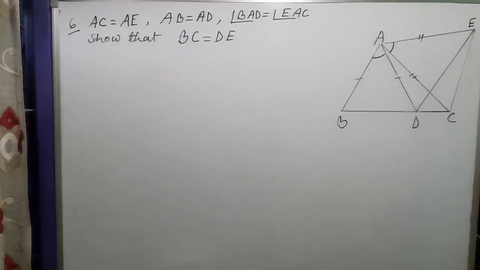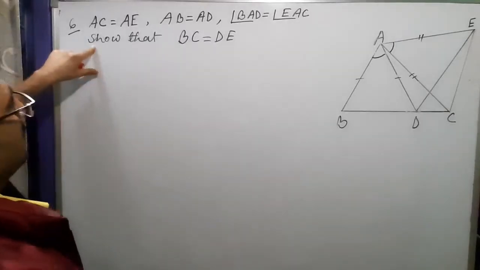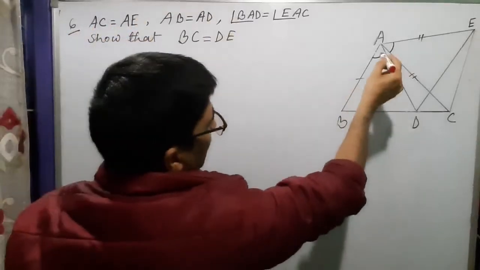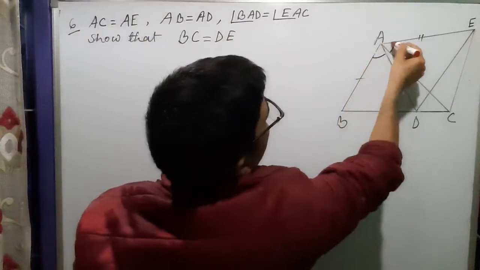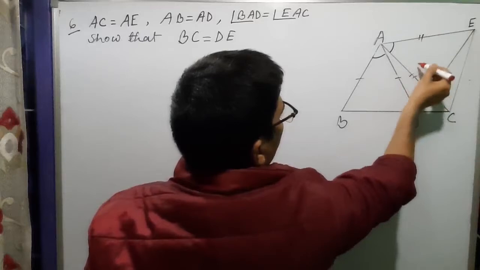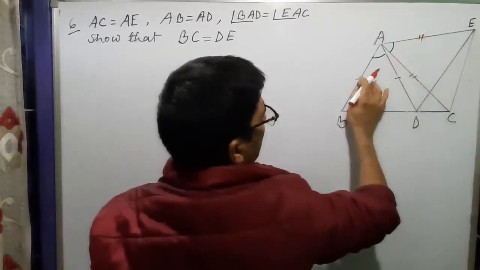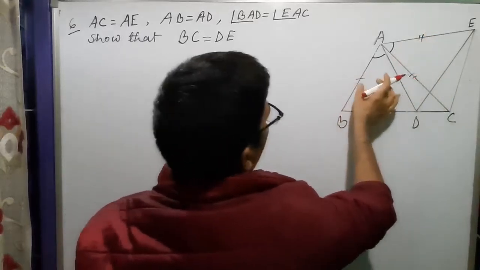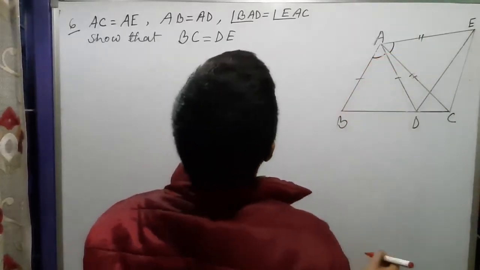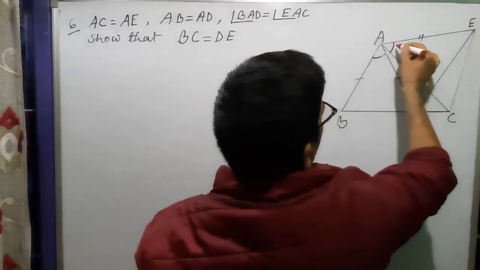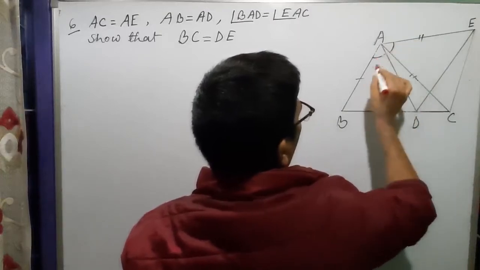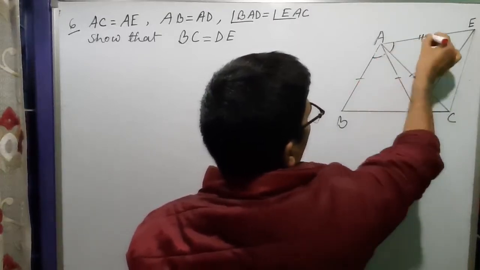So now we have question number 6. For this figure, check the figure here. AC is equal to AE is given. This AC and this AE, here double lines are given, so these two are equal. Here single lines are given, these two are also equal. That is AB and AD are equal. And then these two angles, this BAD and this angle EAC, are also equal.